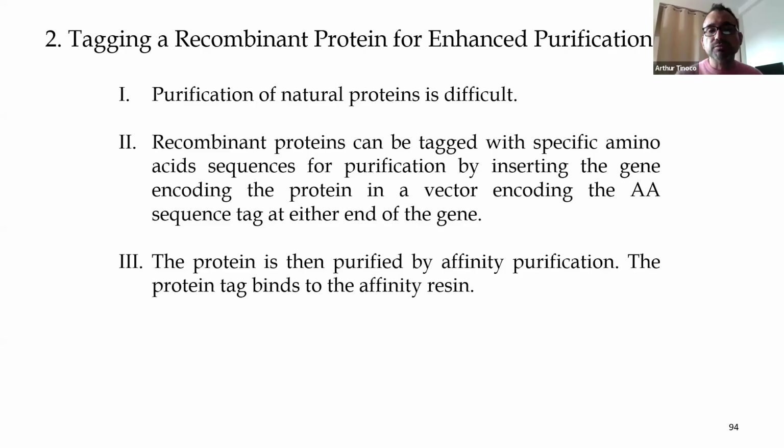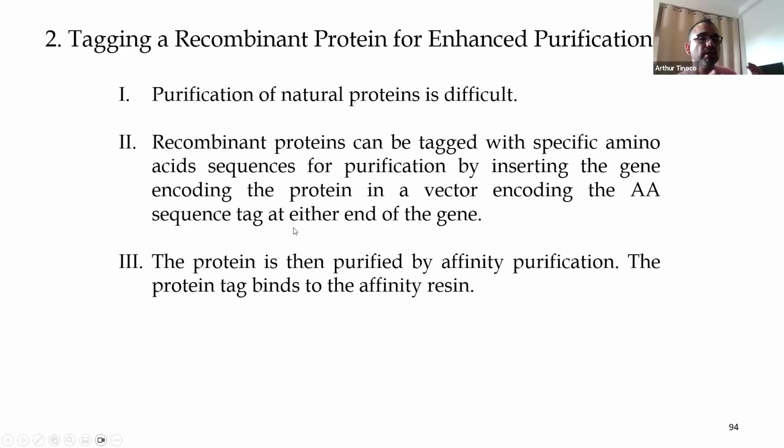So purification of natural proteins is difficult just because you have a mixture of many different things, and the tools that are available can help to simplify, but you might have to use several dimensions of purification, and that may not be easy in terms of the time involved and also the corresponding funds involved. So recombinant proteins can be tagged with specific amino acid sequences for purification by inserting the gene encoding the protein in a vector encoding the amino acid sequence tag at either end of the gene.